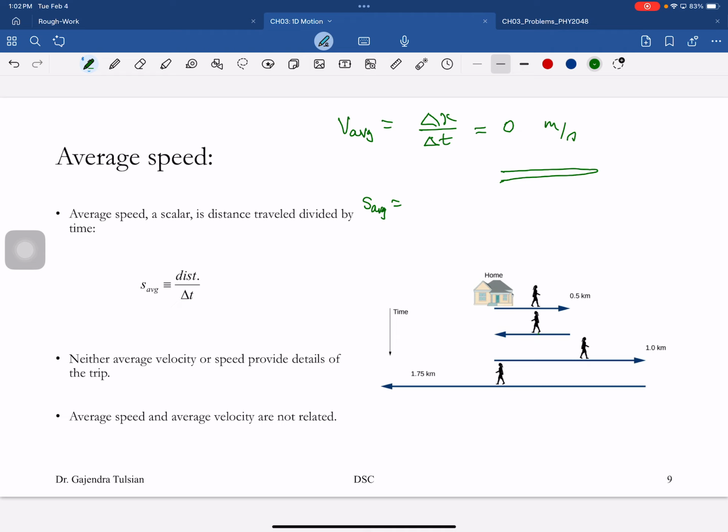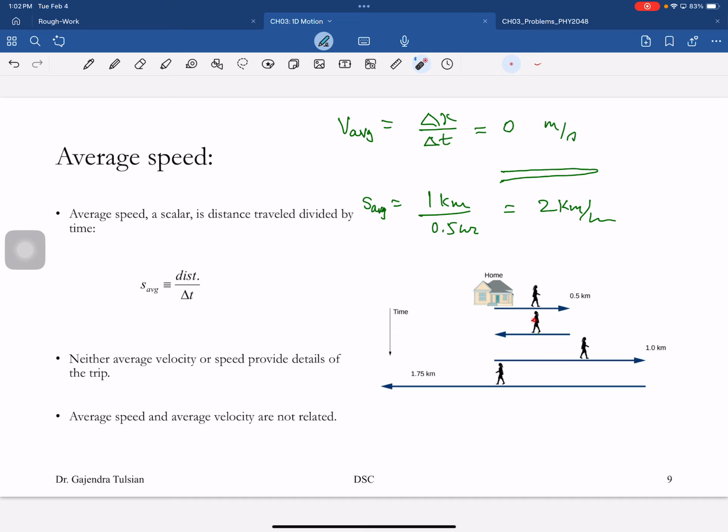Distance over time, you traveled 1 kilometer. Okay, you traveled 1 kilometer over half an hour. 2 kilometers per hour. Neither average velocity nor speed provide details of the trip.